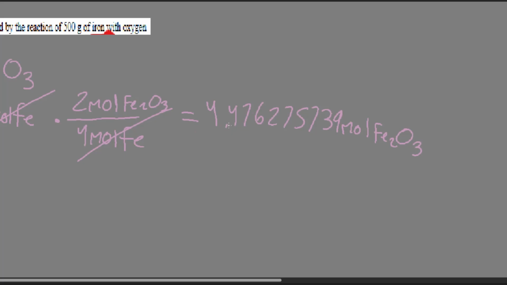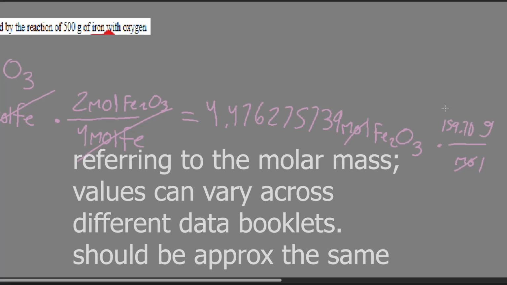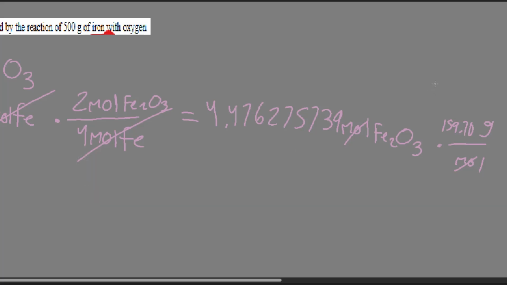Just multiply this by the molar mass. So let's do the same thing, right? Moles on the bottom, cancel, grams on the top. If it's a different molar mass, it might be different depending on your data booklet, because things can change, but you should get around the same answer I'm about to get from this. So times 159.70 gives us a value of 714.8612355 grams of iron oxide.